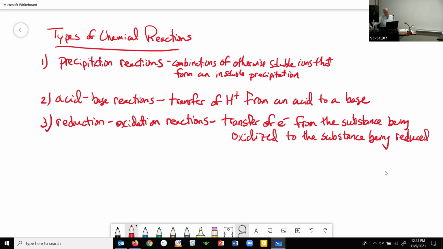Reduction oxidation reactions provide almost all of our chemical energy. So whether we're talking about organisms in terms of the food that we eat, we strip electrons off the food that we eat and give it to the oxygen that we breathe, or whether we're talking about a society, the methane we burn, we strip electrons from the methane that we burn to the oxygen that we combust it with. All of our energy comes from reduction oxidation reactions.